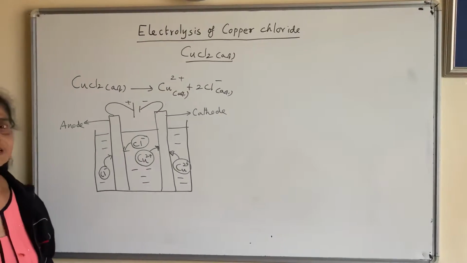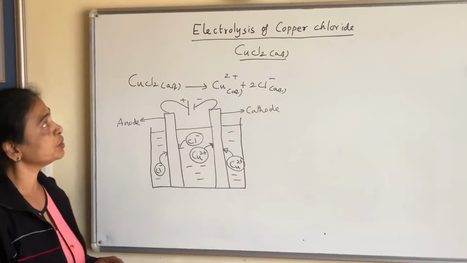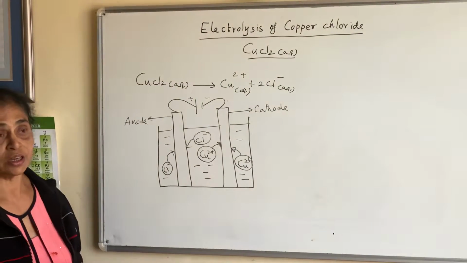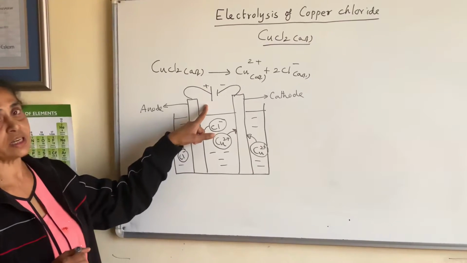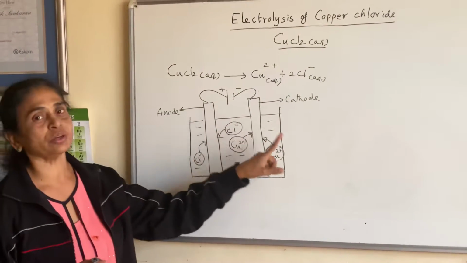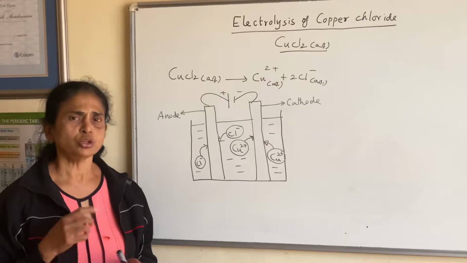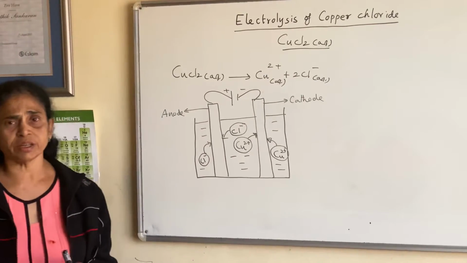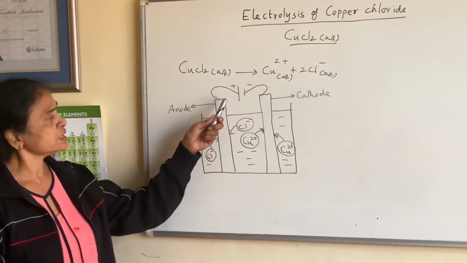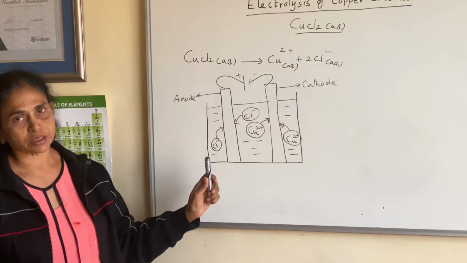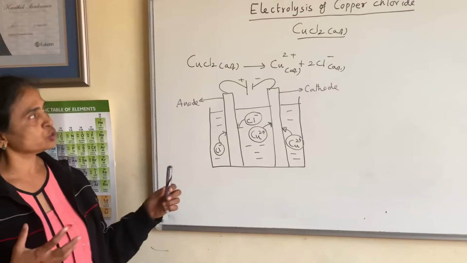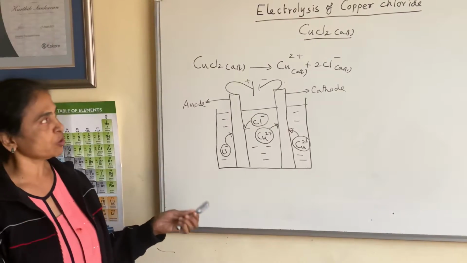Yes, in this lesson we are going to learn about electrolysis. What is electrolysis? It's a process in which electrical energy is converted to chemical energy. What do we mean by electrical energy is converted to chemical energy? Electricity is being supplied to break a chemical into two parts, to break the chemical into its components.